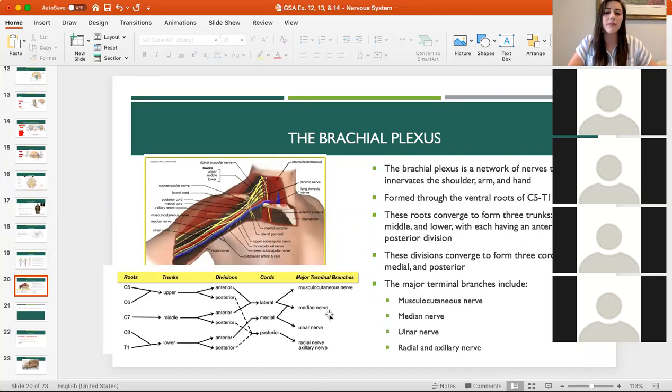I would just recommend going over this and being familiar with these different roots and how those converge to form trunks. Then we see them diverge into these divisions, and then they come back together for cords, and then they break off into these terminal branches. So just go through that, look at those pathways, and go over that figure and you'll be fine.